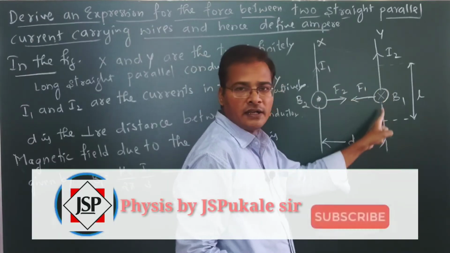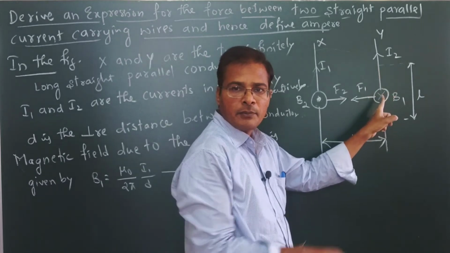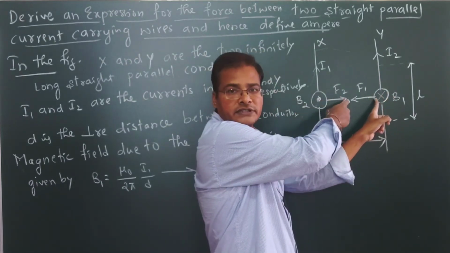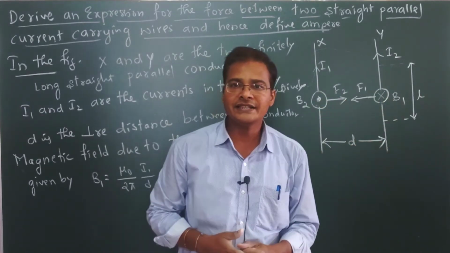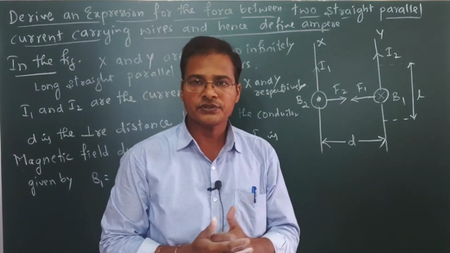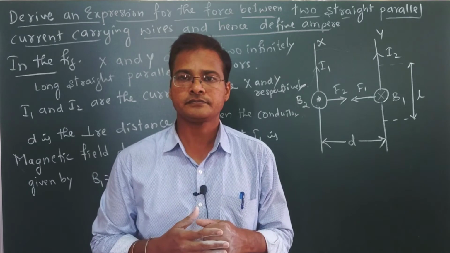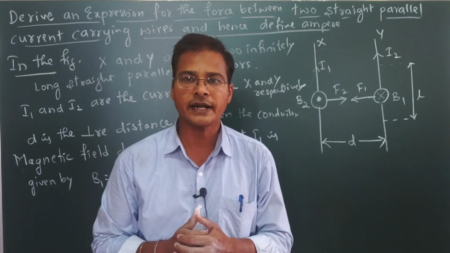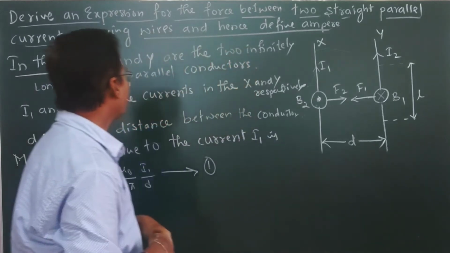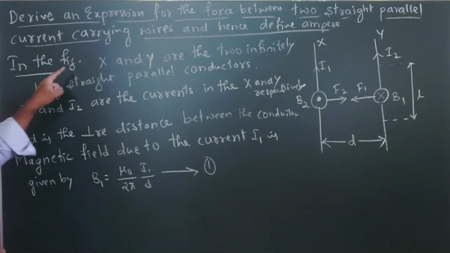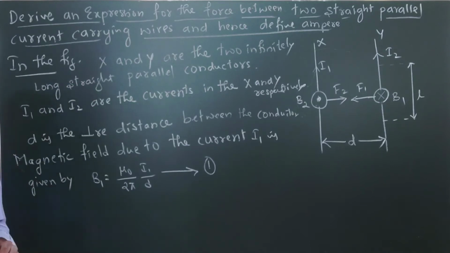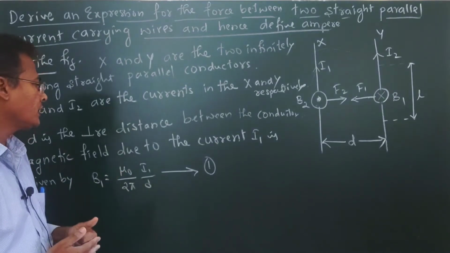Similarly, for the I2 current, the magnetic field is at this point and the force is exerted this way. One behaves like a north pole and the other like a south pole. As we know, unlike poles attract, so we see a force of attraction. According to the figure, X and Y are two infinitely long straight parallel conductors, I1 and I2 are the currents in X and Y respectively, and D is the perpendicular distance between the conductors.